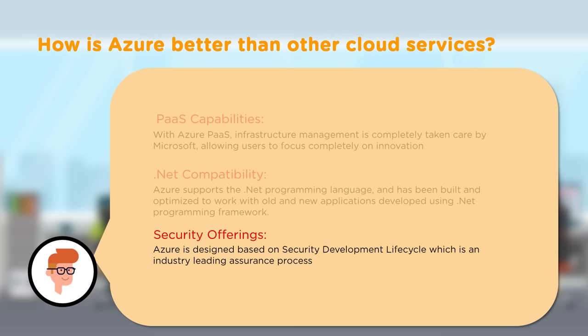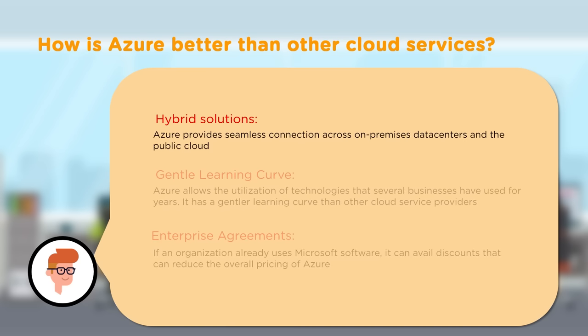And the security offerings that Azure offers are designed based on the security development lifecycle, which is an industry-leading assurance process. When we buy services from Azure, it assures that the environment is designed based on the security development lifecycle. And like I mentioned many times in the past, and I would like to mention it again, Azure has well thought about the hybrid environments, which a lot of other cloud providers have failed. So it's very easy to set up a hybrid environment to migrate the data, or not to migrate the data and still run a hybrid environment. They work seamlessly with Azure, because Azure provides seamless connection across on-premises data centers and the public cloud.